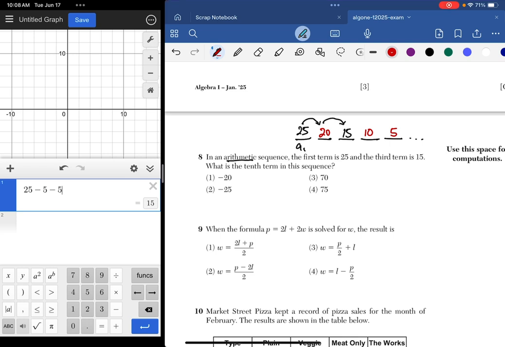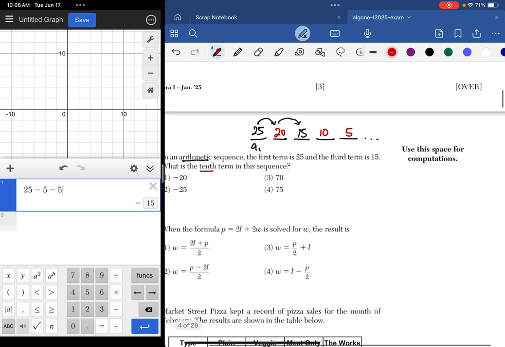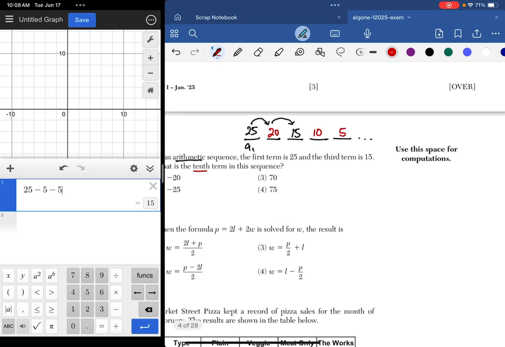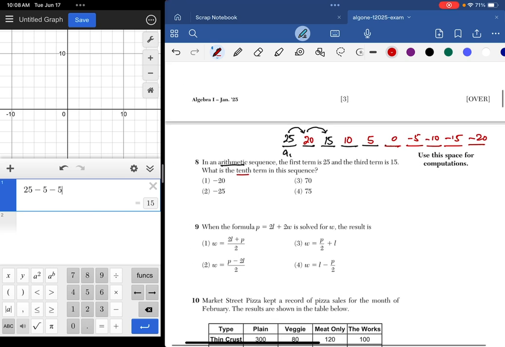And just keep going until you get to the 10th term. All right? So if I wanted to, I could actually do it real quick. We're 5 terms in, so then 0, -5, -10, -15, -20. So 1, 2, 3, 4, 5, 6, 7, 8, 9, 10. So that covers it. So it would be -20. So you can do it that way.